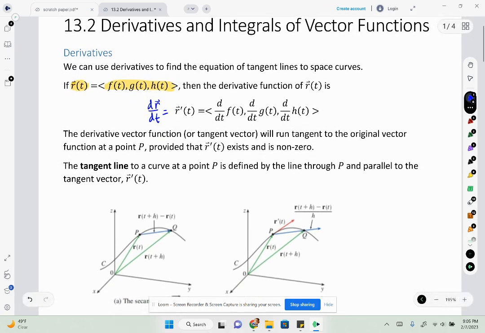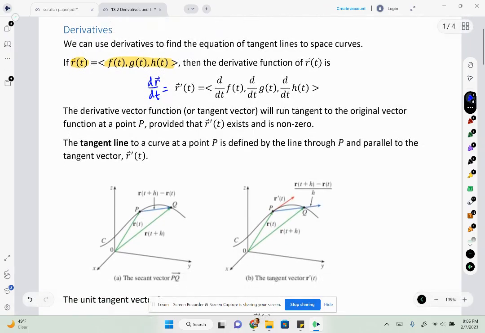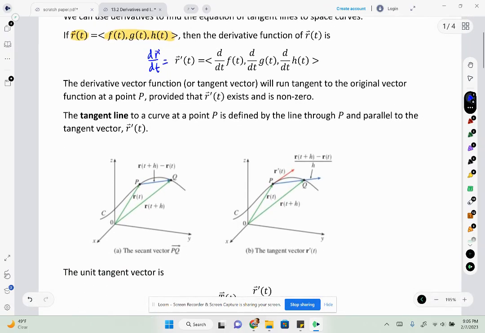Now the derivative vector function is going to run tangent to the original vector function at a particular point or just in general. In general means that our derivative function will be a function. And in particular, like at a point P, means that we will plug in a t value and get a number or a vector with numbers in it.